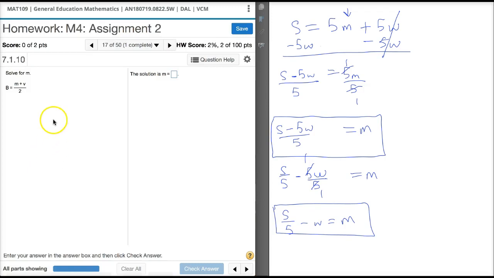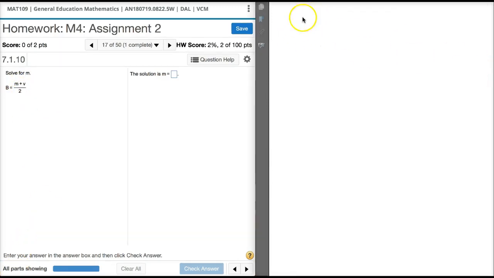So what number 17 asks us to do is to solve for M again. So I'm going to erase this stuff over here, and then we're going to solve for M here. All right, so for this question, we'll go ahead and write out our equation first. And so again, we want to get this term, the M, by itself. So the easiest way to do this is to multiply both sides by 2. Okay, and the reason that we want to do that is because if we multiply both sides by 2, we get rid of this whole fraction over here.